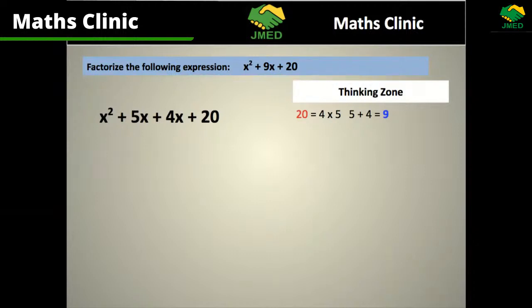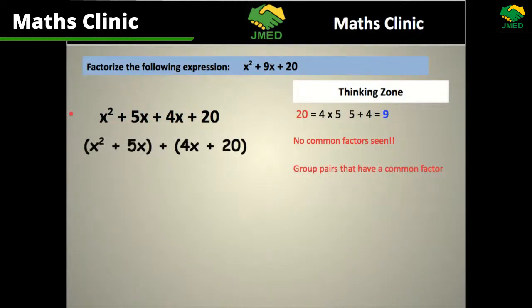Remember, there are many ways you can write it, but if you do not choose this combination, it will not be factorized. It will just go to a dead end. So you need to make sure that you've chosen the right one. And how do you know the right pairs? Numbers that multiply to be 20, but when added, you get positive 9. No common factors are present. The x is not in all the terms, and there is no single number except 1 that divides into all of these. Group pairs that have common factors.